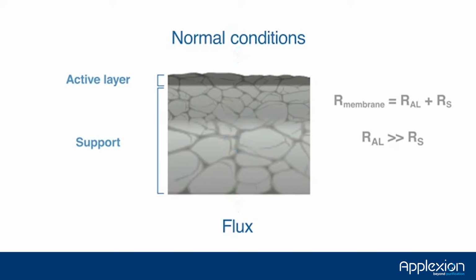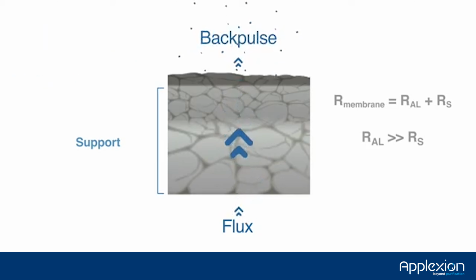In normal conditions, flow first passes through this dense active layer and then easily flows through the support. During a backpulse, it is the opposite. If the backpulse is not used properly, you can damage the bonding between the active layer and the support layer and lose the active layer altogether.